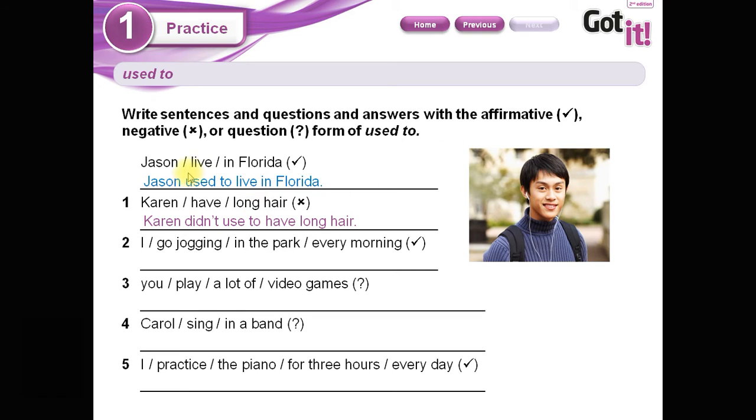Here we also have some sentences that we have to put in order. So it says here, write sentences and questions and answers with the affirmative, negative, or question form of "used to." Look at the example. Jason live in Florida. Affirmative. Jason used to live in Florida. Then, number 1, Karen have long hair. Negative. Karen didn't used to have long hair. Then number 2, you have all the parts. I go jogging in the park every morning.